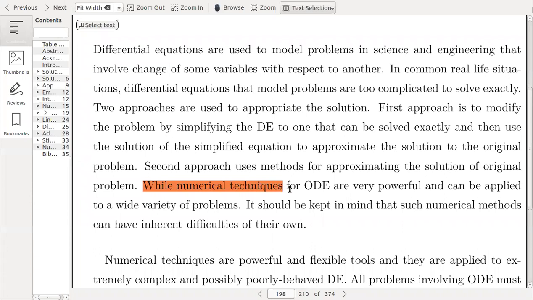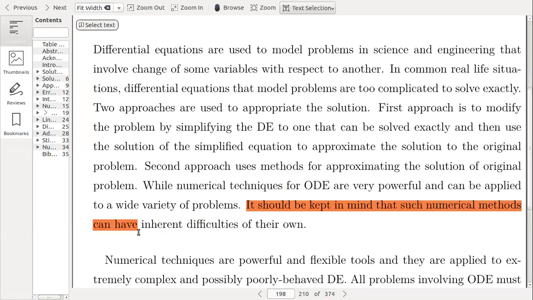While numerical techniques for ordinary differential equations are very powerful and can be applied to a wide variety of problems, it should be kept in mind that such numerical methods can have inherent difficulties of their own. We can say there are many numerical techniques to solve the ordinary differential problem, but we can still face some problems which are inherent to the ordinary differential equation.